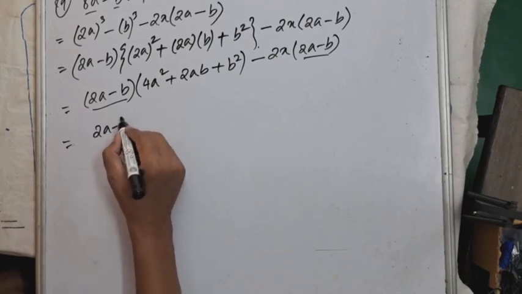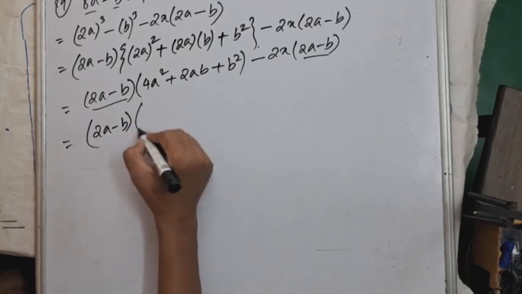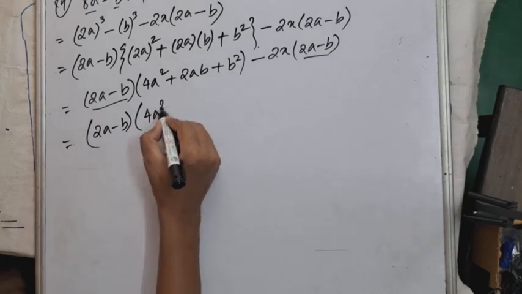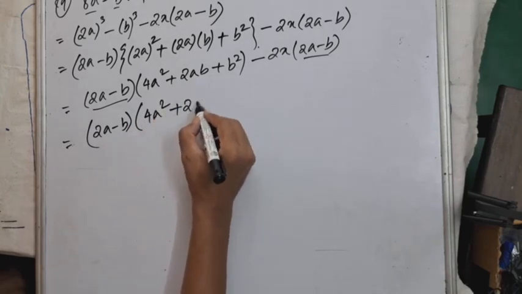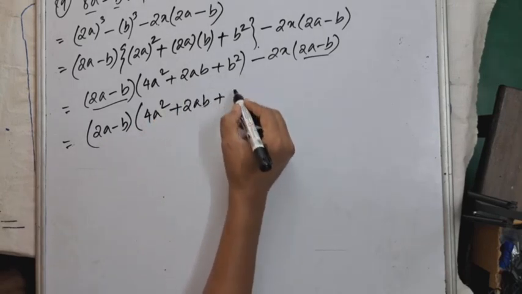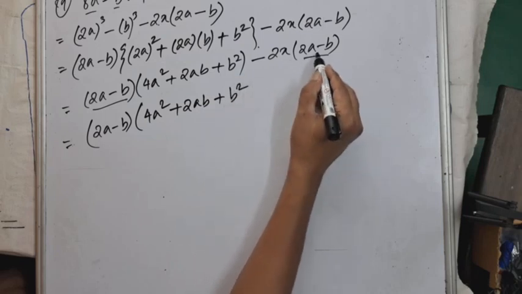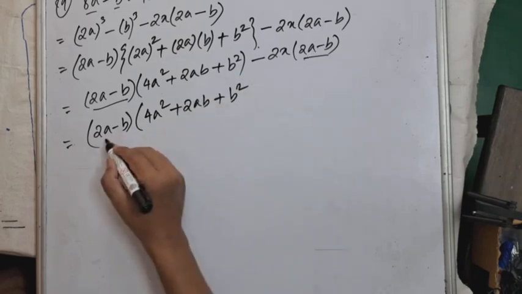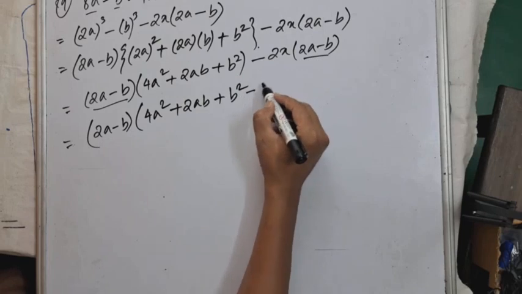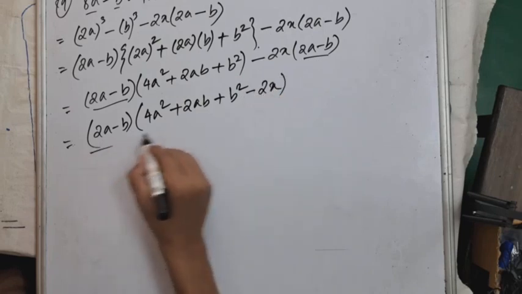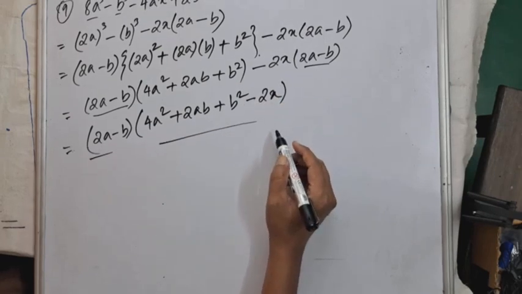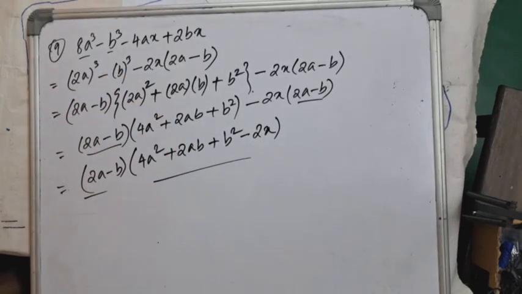2a minus b is taken as common. Now within the bracket remains 4a square plus 2ab plus b square. After that, 2x is taken, 2a minus b is taken as common, minus 2x remains within the bracket. So these two are the factors of 8a cube minus b cube minus 4ax plus 2bx. Okay, this is the answer for question number 9.